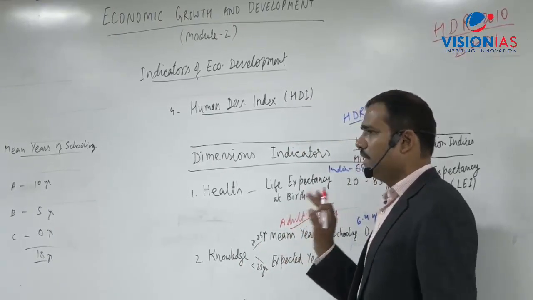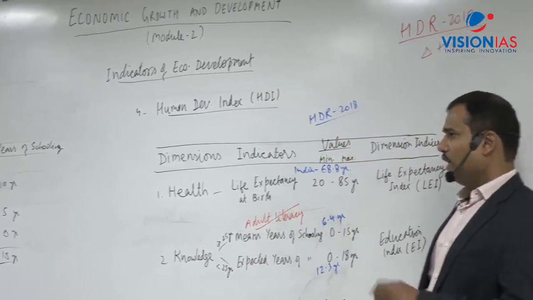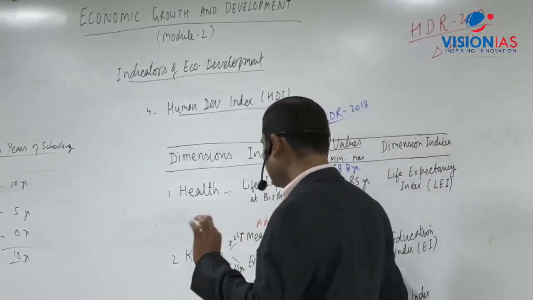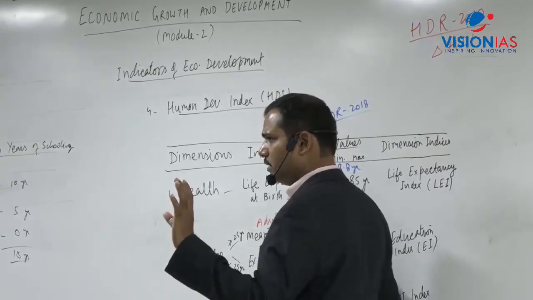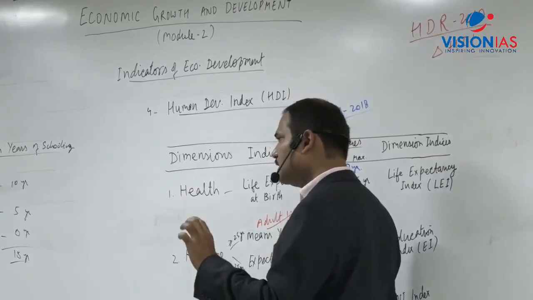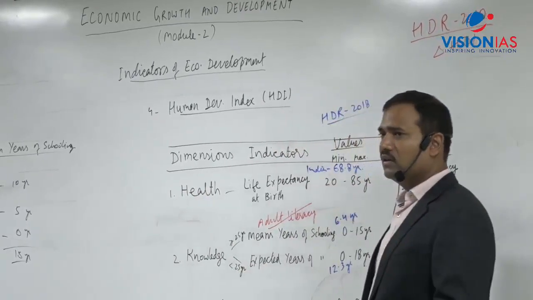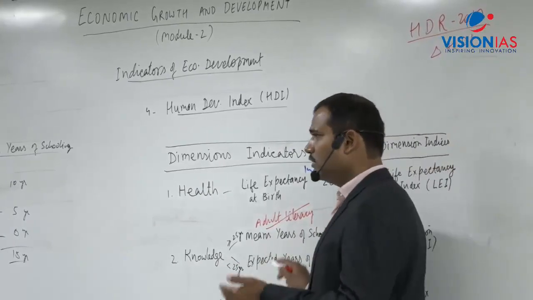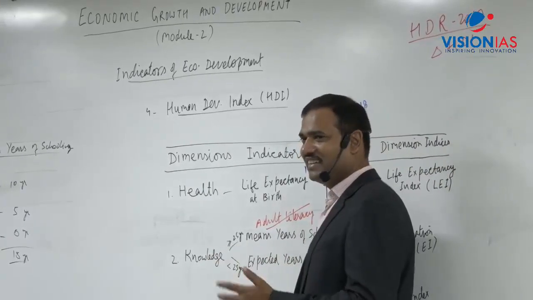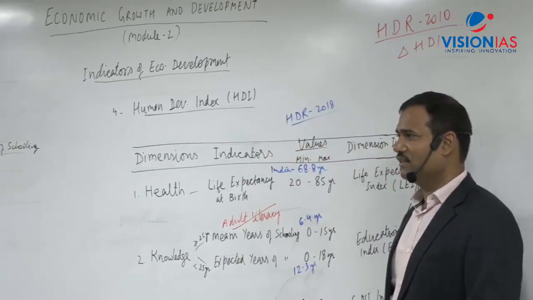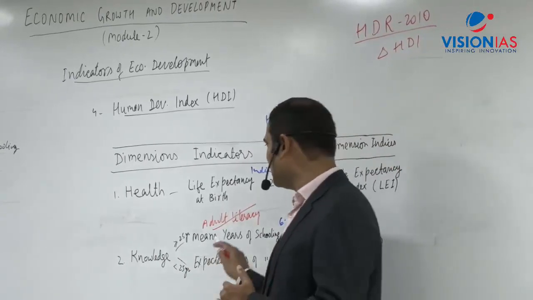Now which one is better? So adult literacy shows what percentage of adults are literate. They know how to read, write, understand any language. And mean years of schooling shows how many years they have received education on an average. Which is better? Obviously mean years of schooling, that is why they have replaced it. But any reason for that? Why is it better?